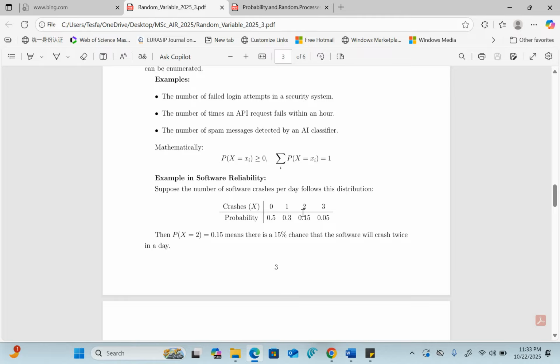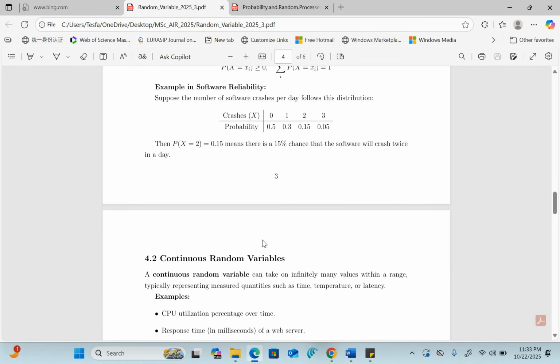Example, let's take software reliability. Suppose the number of software crashes per day follows this distribution. Let's say the crash is a random variable whose possible values are 0, 1, 2, 3, and then the probability of each is given. For 0, it is 0.5, and for 1, it is given as shown. The probability that X equals 2, where X is the number of crashes, is 0.15, meaning there is a 15% chance that the software will crash twice in a day.